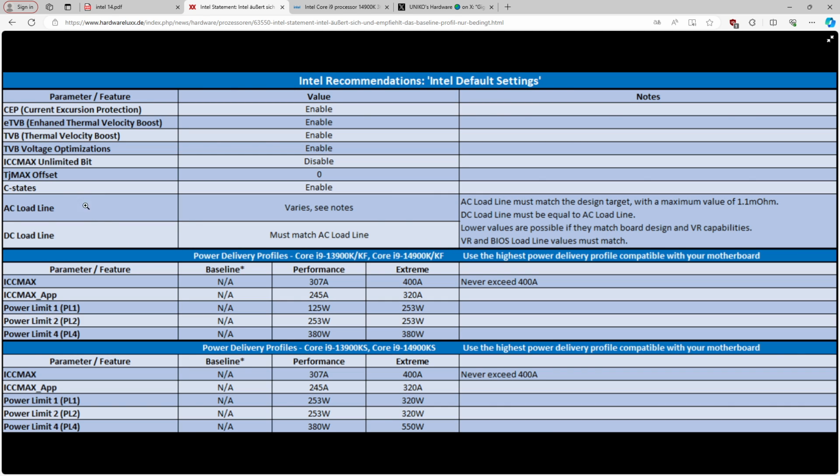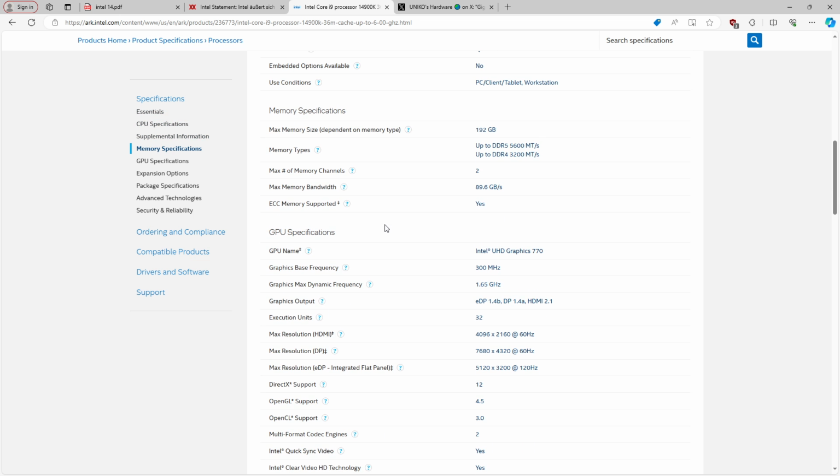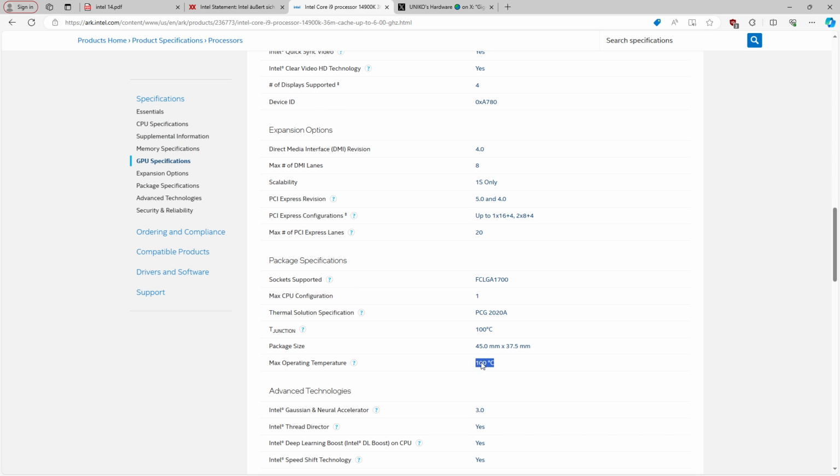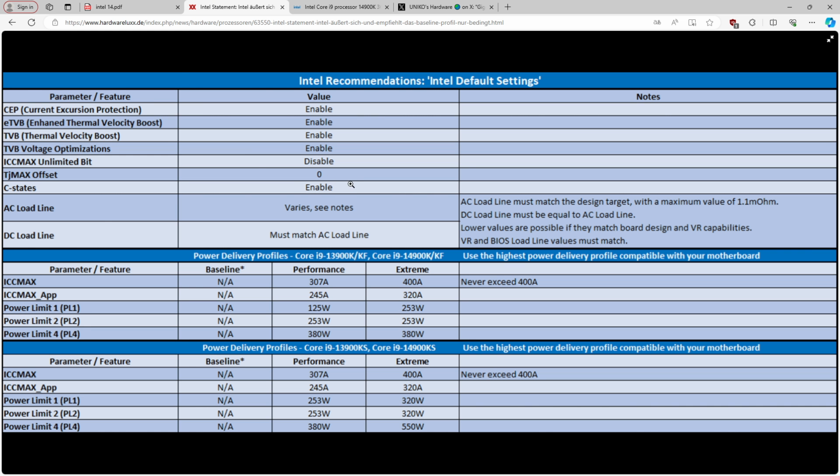So, anyway, then we have TJ Max offset, that's at 0. I don't think I've ever seen a motherboard set this above 0. So that's the thermal limit, right? And Intel says TJ Max is supposed to be 100C, and basically if your CPU isn't thermal throttling at 100 degrees, then you have a TJ Max offset, but I've never encountered that. C states typically are enabled. I don't think it's a very usual thing for motherboard vendors to disable the C states. I don't think I've ever seen that.